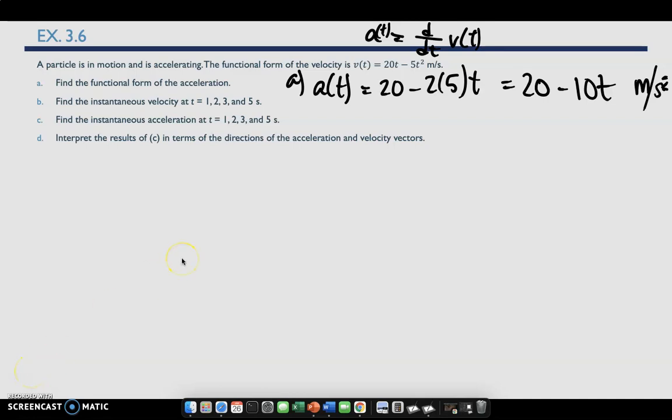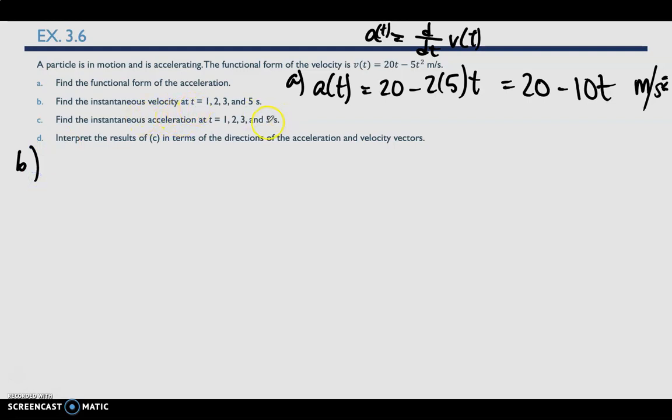All right, so we're back looking at example 3.6. We just found the functional form of the acceleration for part A. Now we are going to move on to part B. Find the instantaneous velocity at these different times. Okay, so we're going to say, v at 1 second. That's the first one. We're going to plug that into this equation. So it'll be 20 times 1 minus 5 times 1 squared. So that's 20 minus 5. That gives us 15 meters per second.